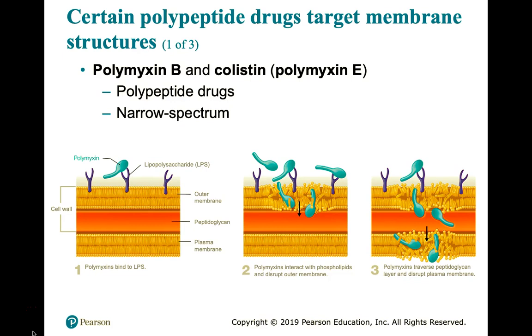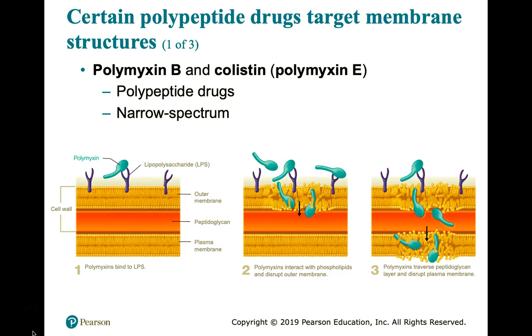Some antibiotics target membrane structures, meaning they make the membrane more permeable, specifically the plasma membrane. A good example of that is polymyxin B and colistin. Now, I only expect you to know one of them, and that's polymyxin B.